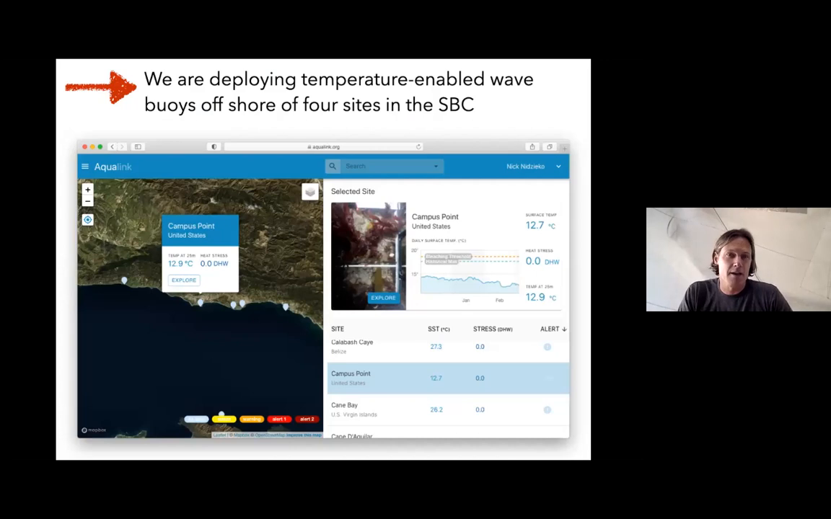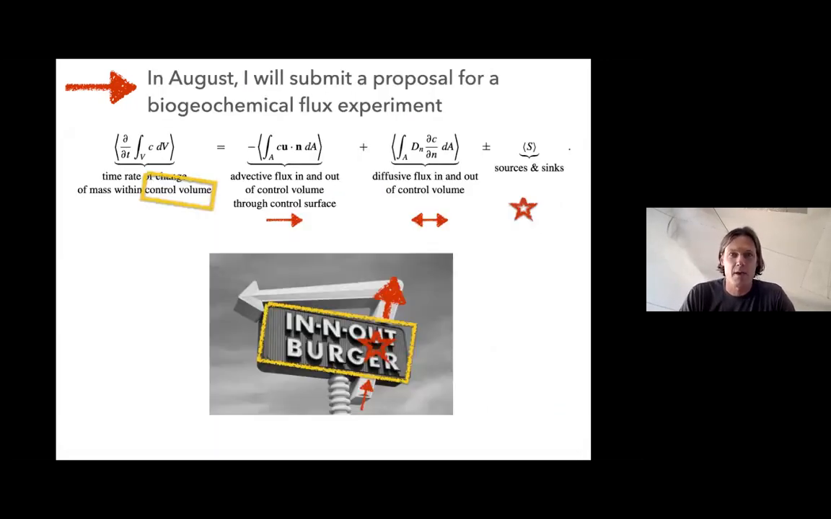I put that slide in at 11:58, so I'm sorry I don't have more details about that. And finally, in August, I'm planning to submit a proposal to do this biogeochemical flux experiment associated with the control volume, where we'll try to measure as much physics as possible so that we can back out and understand the sources and sinks within the kelp forest.